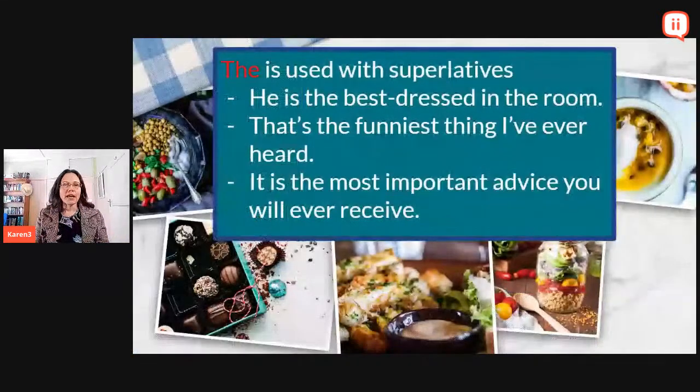You use the. I also mentioned that you use the with superlatives. Superlatives are best and most and tallest and anything with an ST, that's the superlative adjective, you will use the with. The best dressed. The funniest thing I've ever heard. The most important.